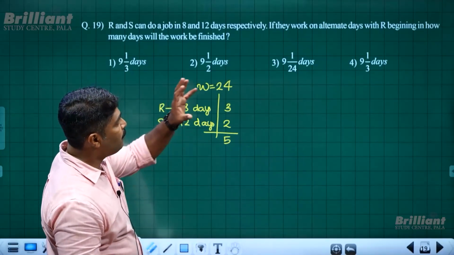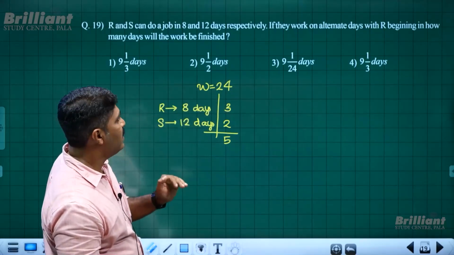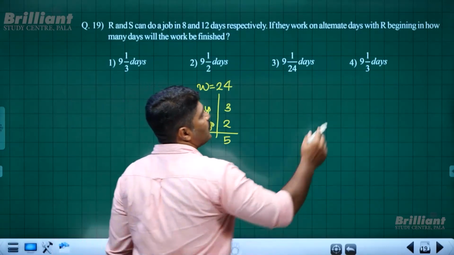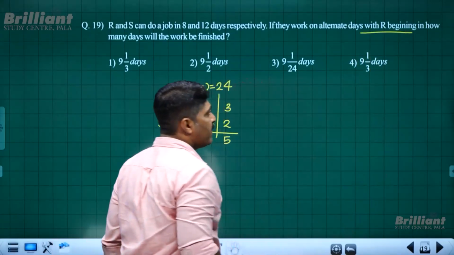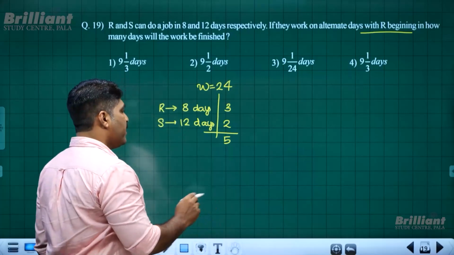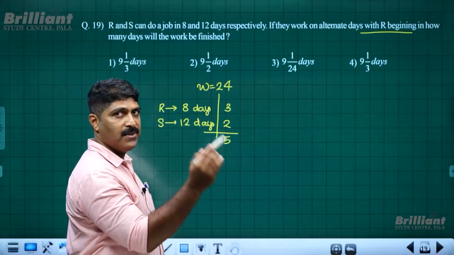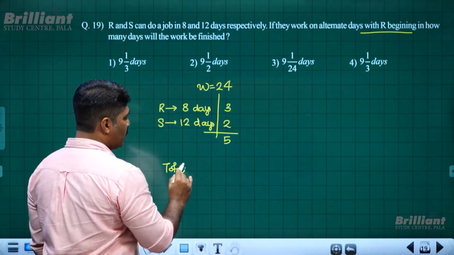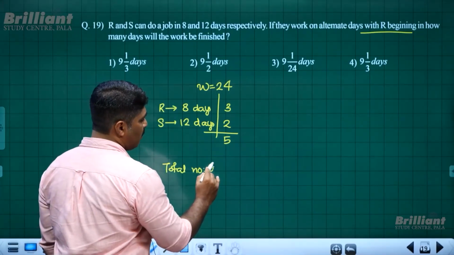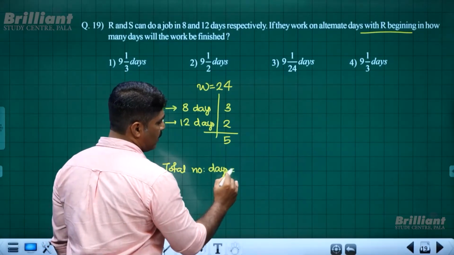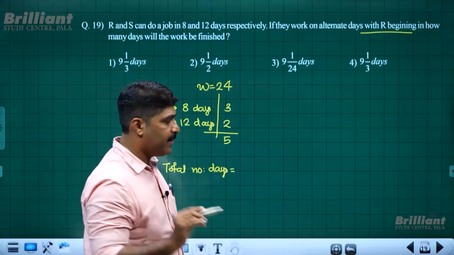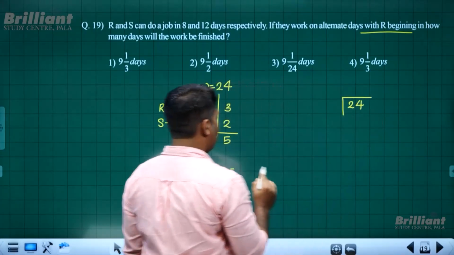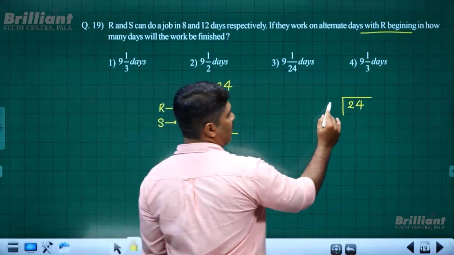So if you need to find out the number of days if they work on alternate days and start with R beginning, this will be in the form R, S, R, S, R, S, and so on. So I'm explaining it in an easiest way. Total number of days they required. So understand the next step of operation clearly. Our work is 24. So we just divide it by their combined efficiency, that is 5.